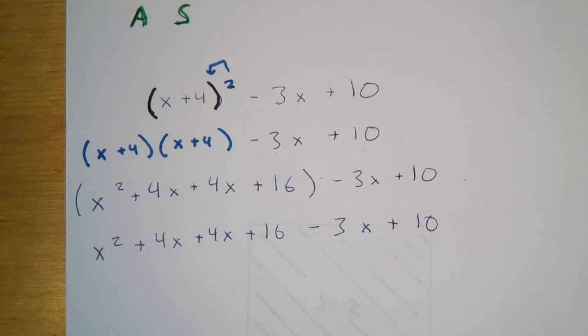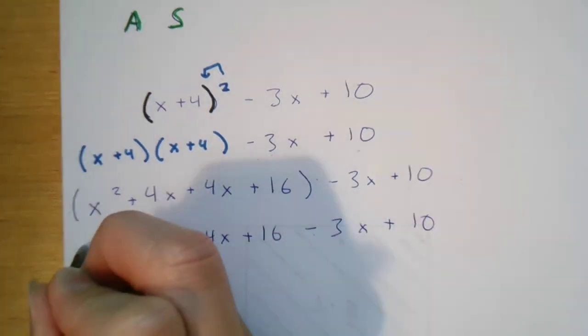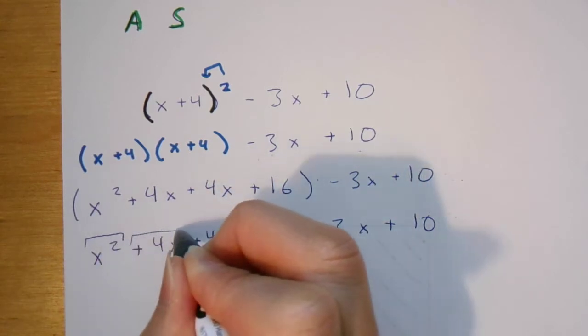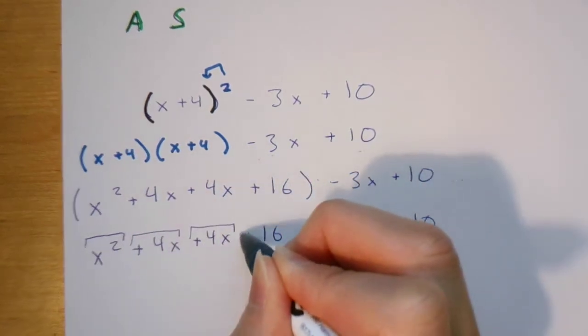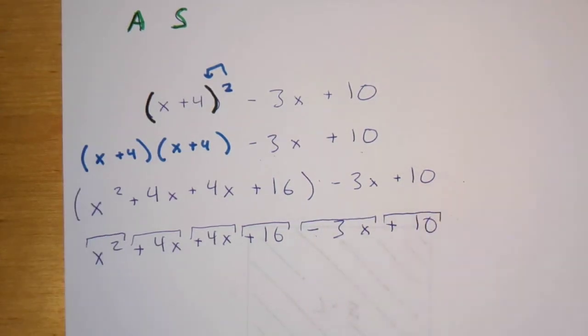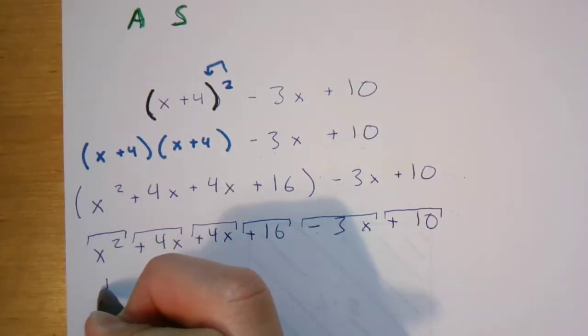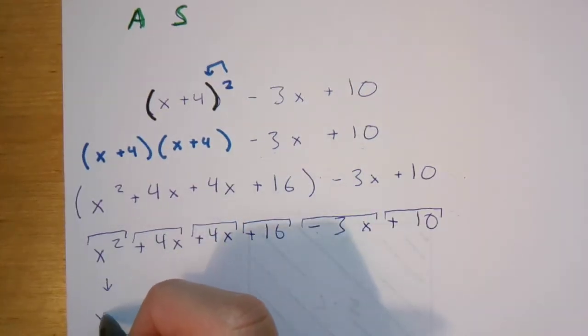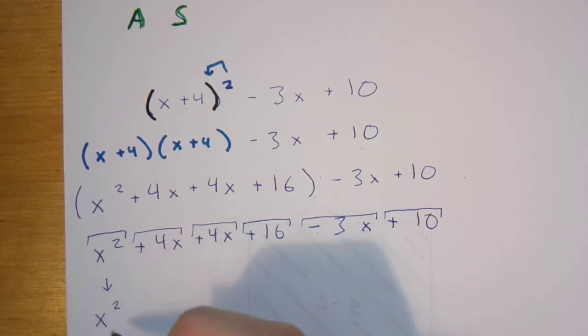Okay, here I'm going to add and subtract the like terms. So here are my terms. If you don't know how to identify terms, go to my video about identifying terms. I have only one term that has variable x with exponent 2, so I cannot combine that with anything.